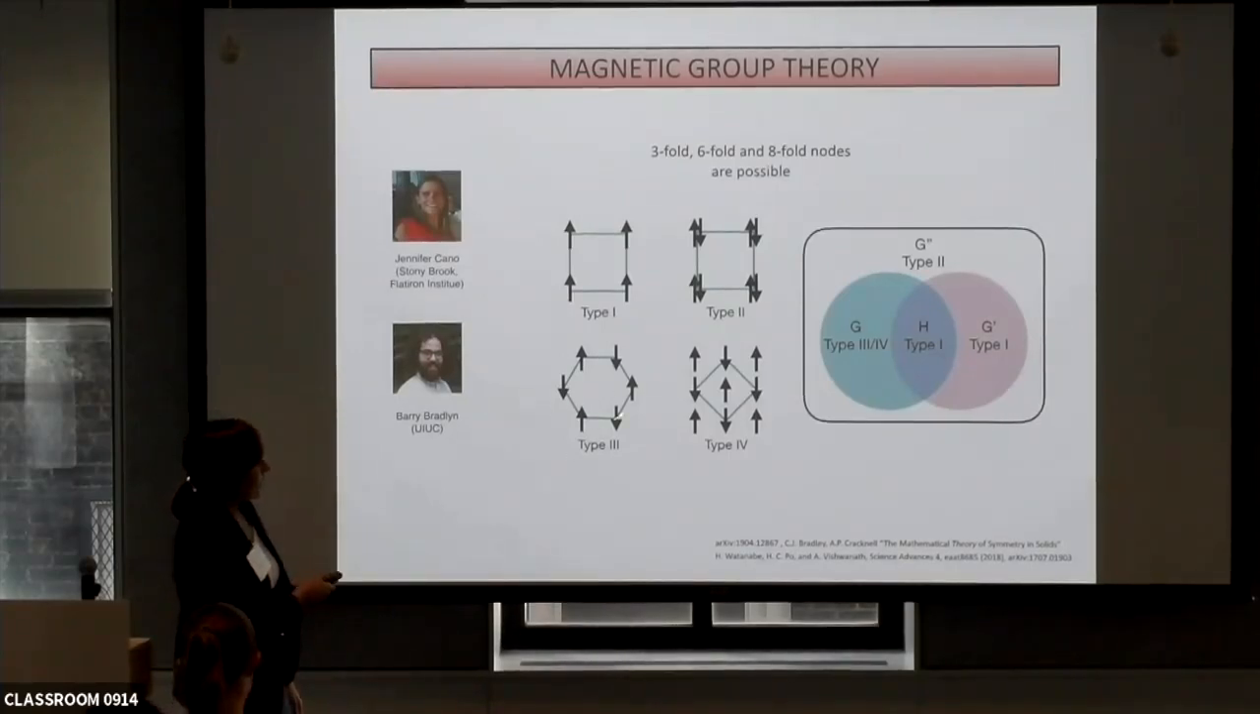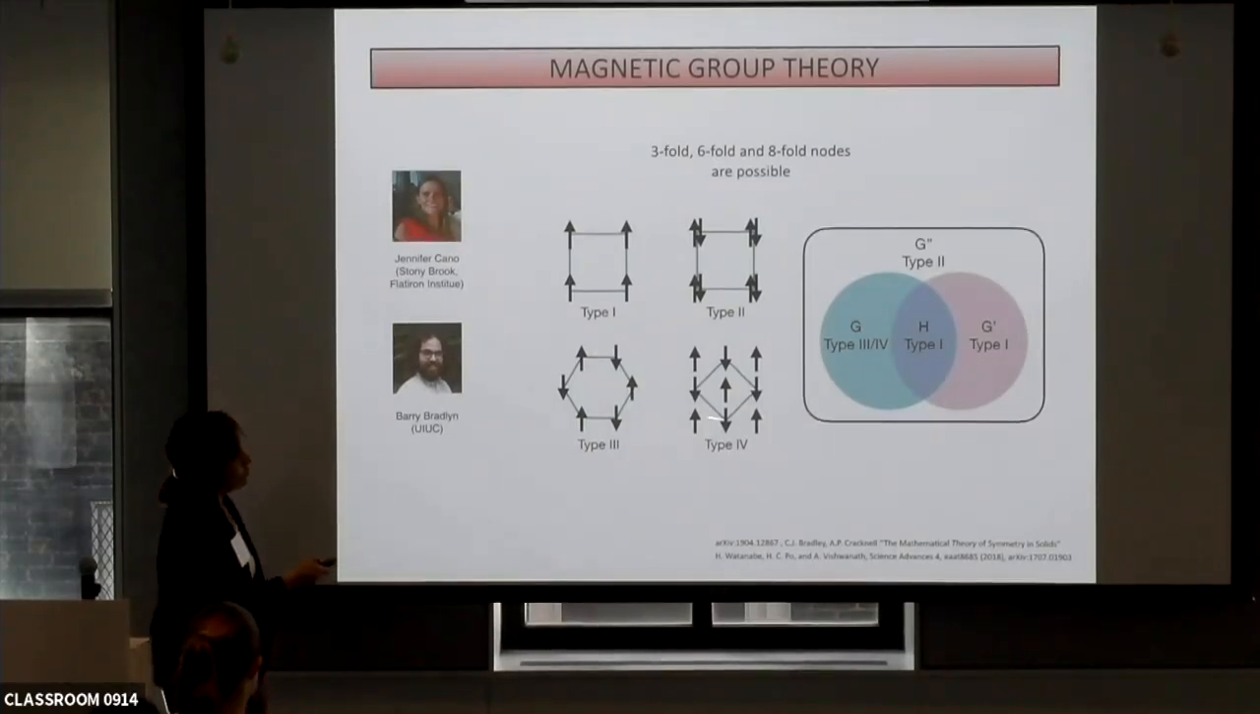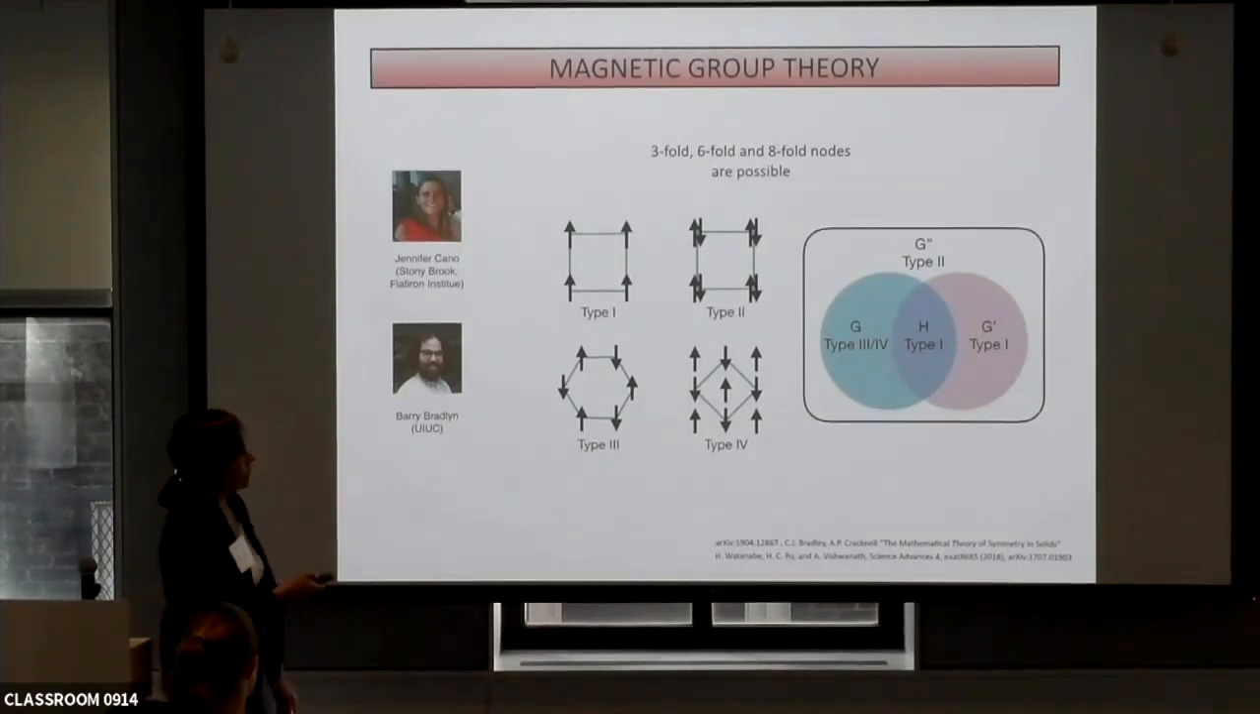Type 3 has time reversal symmetry combined with integer translation, and type 4 has time reversal symmetry combined with fractional translation. And this is the table that we use to look for materials. So that one is pretty much straightforward to find.